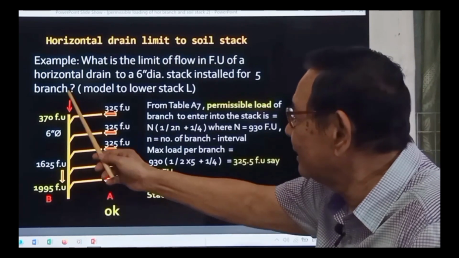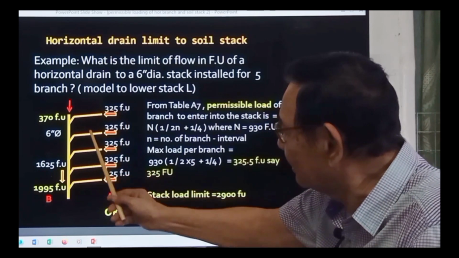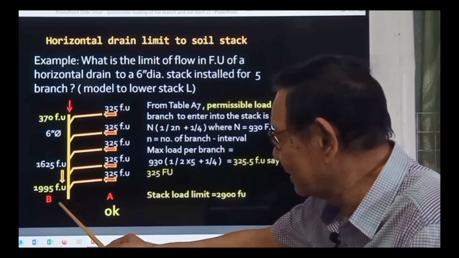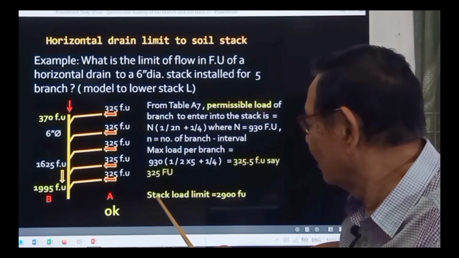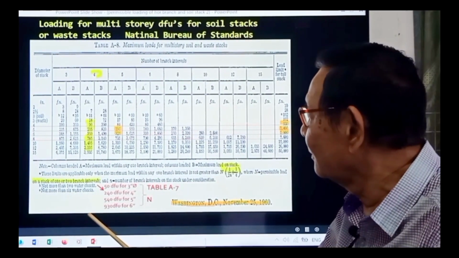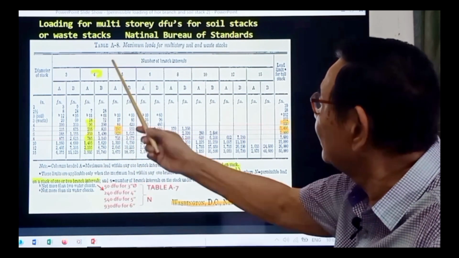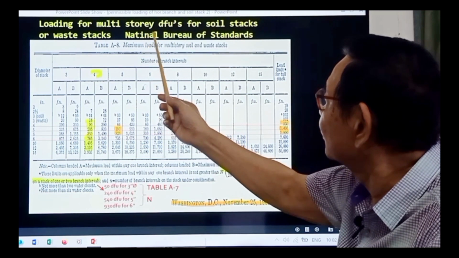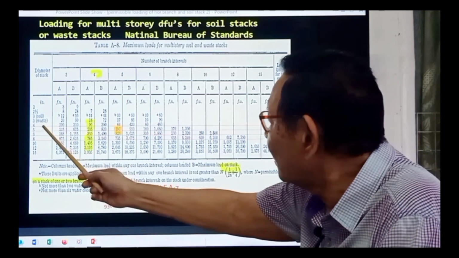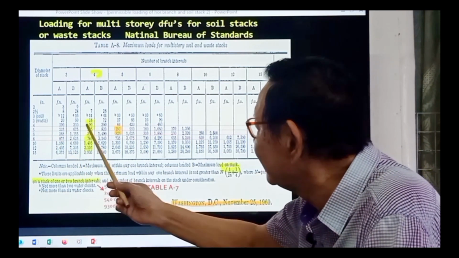So, total is 370 plus 1625. Ito, 1625 is 1955 at least the capacity of the stock. So, the stock load limit is 2,000. Okay. Yung kanina, ang loading stock natin, this National Bureau of Standards. Ang D4 natin, ito table A8. Ang D4 natin is 90.